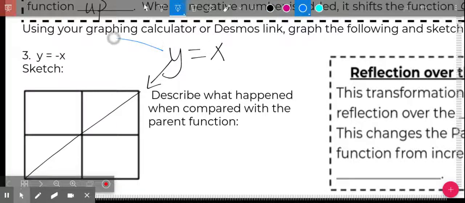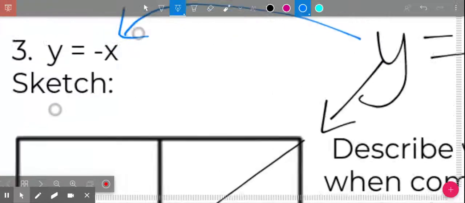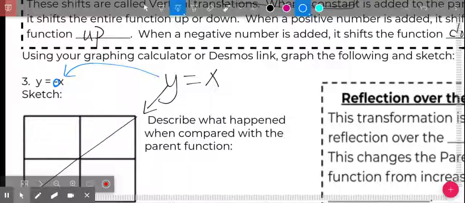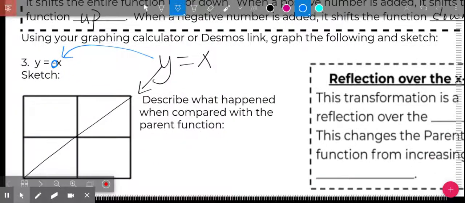So what's different about this new function? Our x is negative. We have a negative in front of our x. I want everybody to take a second, graph this into your calculator. Go to your y equals, type y equals negative x, and look at your screen and give it a sketch. All right, so I hope you took the time to do that. If I draw my new sketch, your graph should have looked like this.